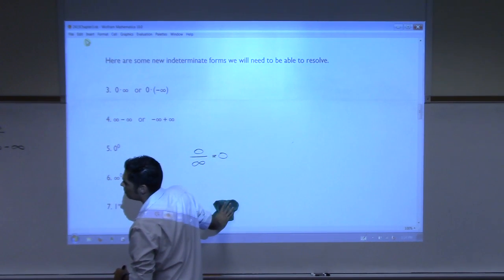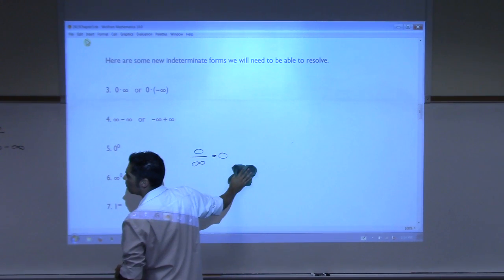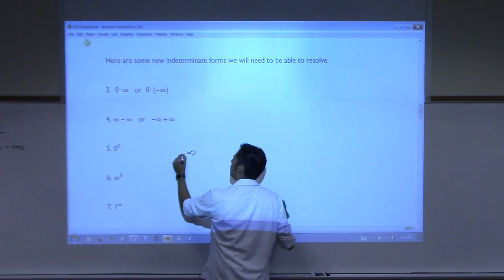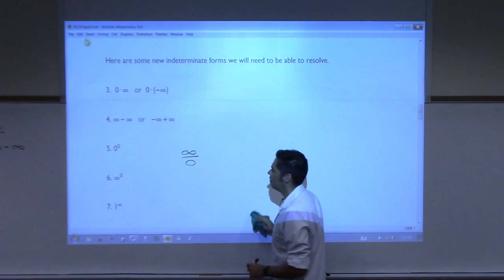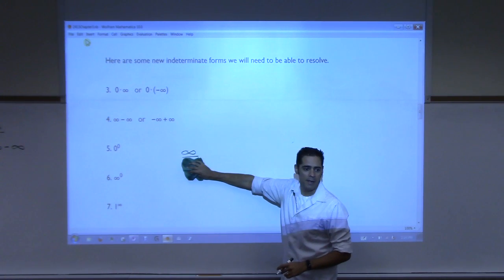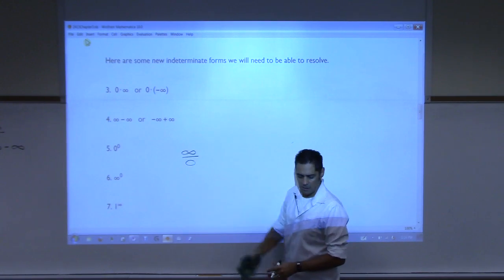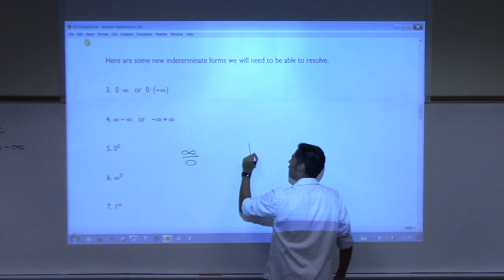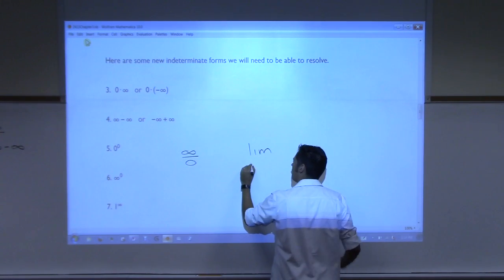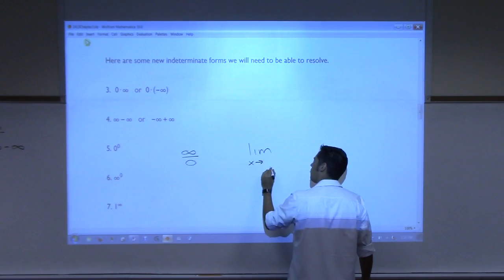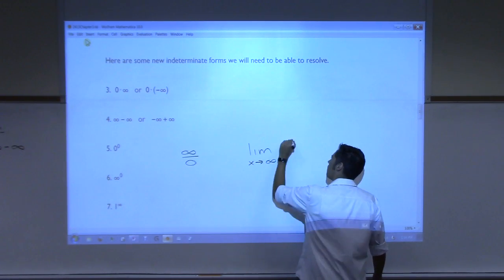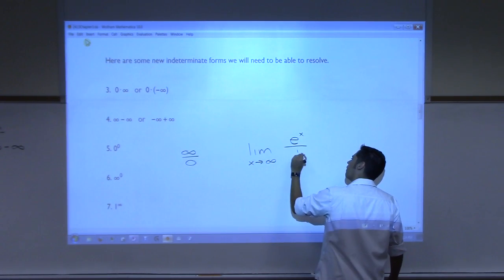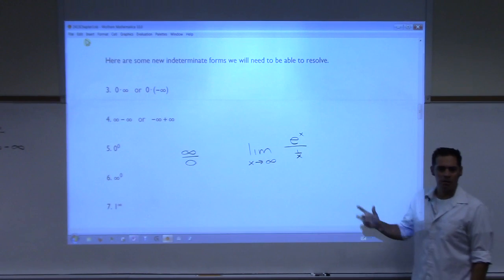What's the next one? Infinity over 0? Okay, infinity over 0. So the top is like, hey, I want to become infinite, right? And the bottom's going to do what? Approach 0. It's going to approach 0. Let me give you an example of this. Limit, I'll just take the one we just had and flip it over. That's the same problem flipped over.